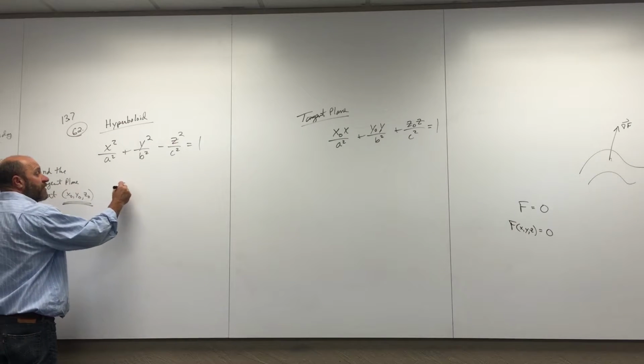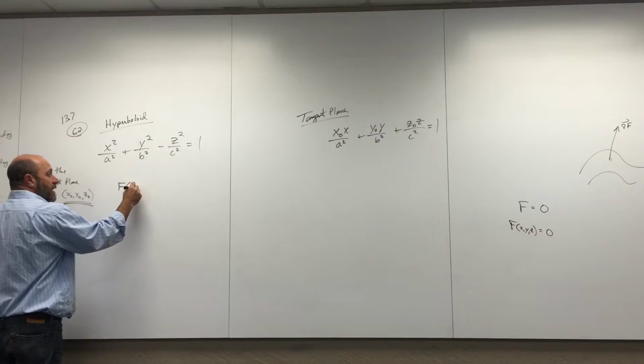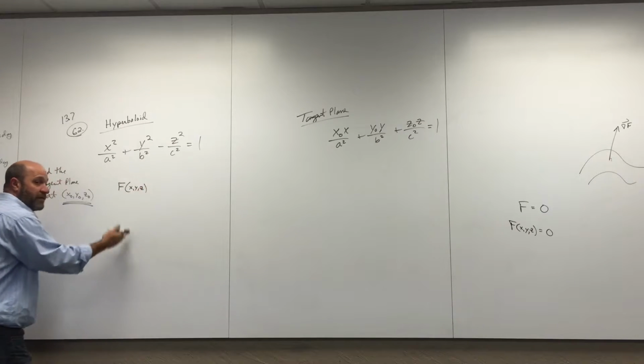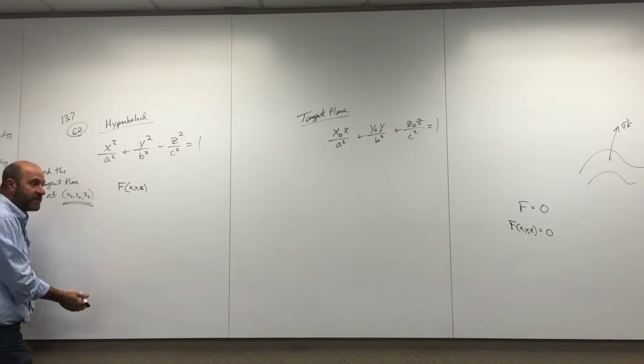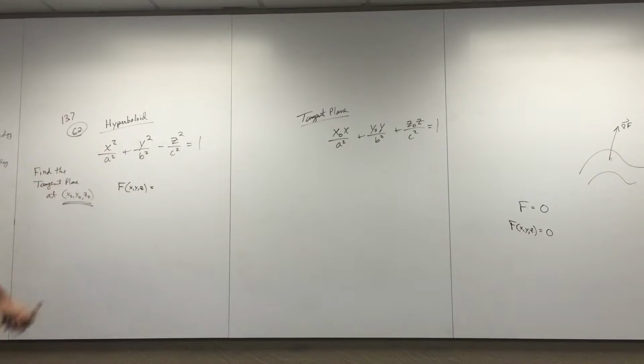need big F. Now, how do I get big F? And then I'm going to take the derivatives and get the big F gradient. But first of all, I need big F. How do you turn this into big F? Make it equal to 0? Yeah.